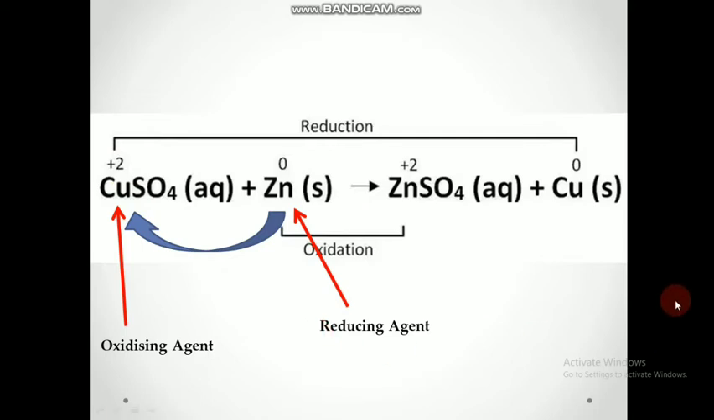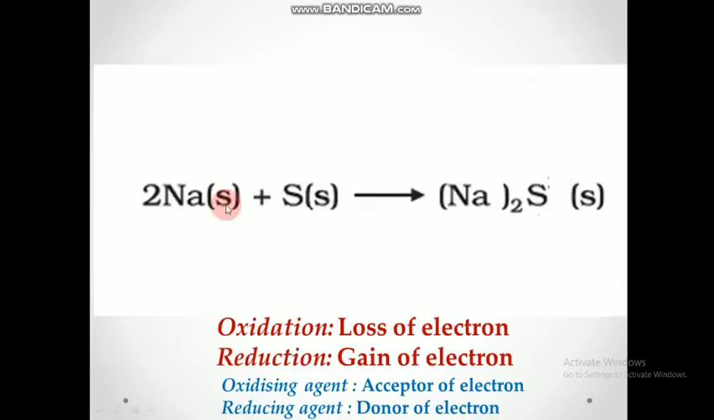We will see a few more examples. This is another reaction, and by the way, remember this: oxidation is loss of electrons, reduction is gain of electrons, the oxidizing agent is the acceptor of electrons, and the reducing agent is the donor of electrons. We will discuss that in this example also. In this case, we will see what the charge of sodium is. Sodium will have a positive charge always.